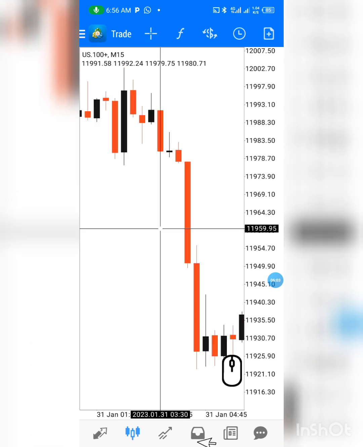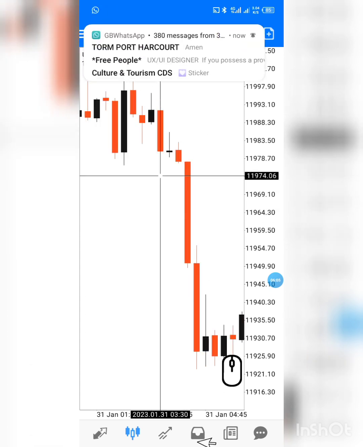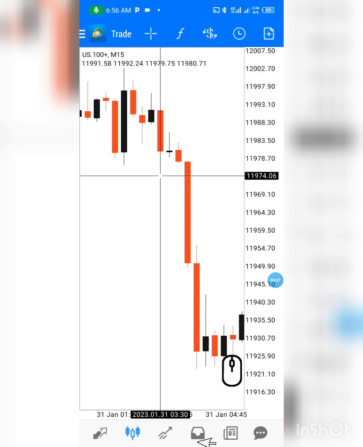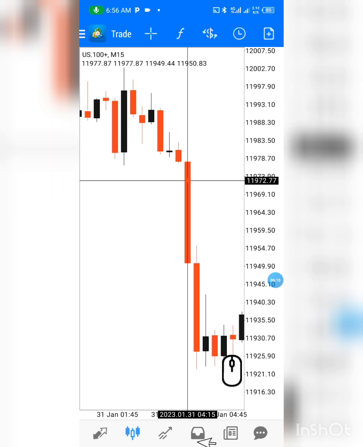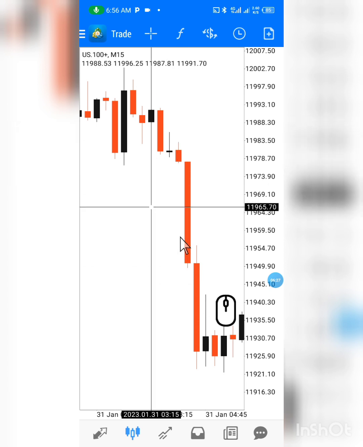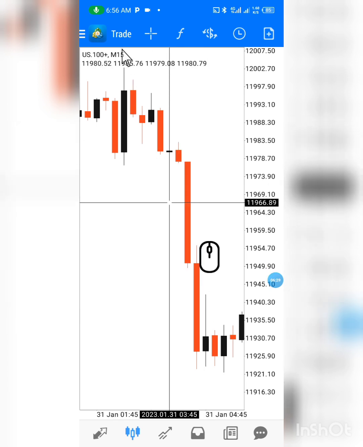Okay. So this candle formed 3:30. The next one 3:45. The next one 4. The next one was 4:15. So that is what this tool is used for. And whenever you turn this on, you have to turn it off. If not, you can't make use of your charts. So I'm going to turn it off.